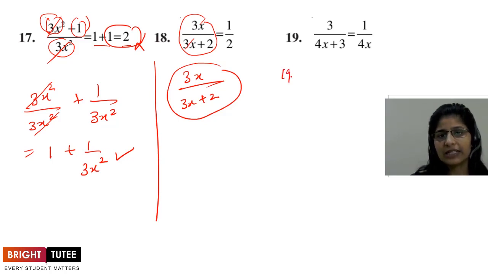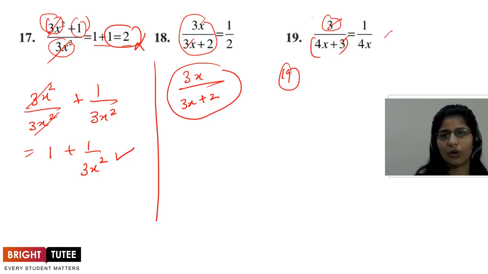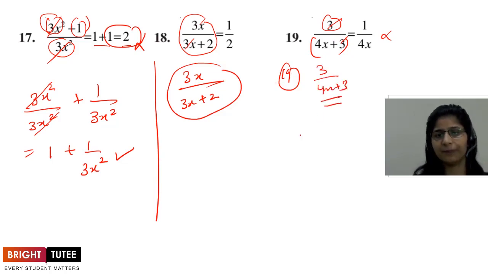In question number 19, we have 3 upon 4x plus 3, or we have 1 upon 4 plus x. So this is completely wrong, because what they are doing is they are cancelling this 3 with 3. Can we cancel 3 with 3? No, because 4x plus 3 is complete one expression, one term, one value. 3 is another value. So 3 is one value, 4x plus 3 is another value. We cannot cancel like that, right? So this is wrong. It will be 3 upon 4x plus 3 only.